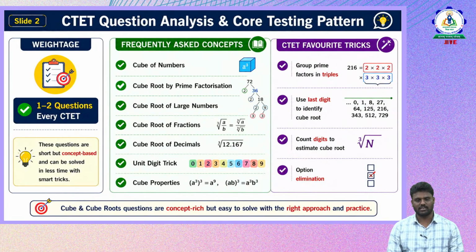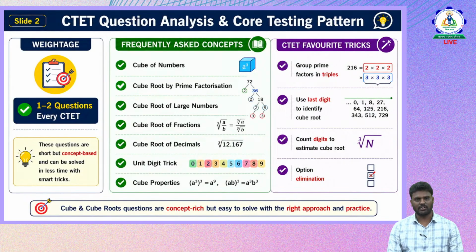And then we also see some of the unit digit tricks. Whenever we try to identify the cube and cube root, we will see the unit digit first, and try to see the easiest way to solve the problems. There are also some properties we are going to look at: a to the power of 3, whole to the power of 3, is a to the power of 9, and (ab) whole cubed is equal to a cubed times b cubed. Based on these concepts, every year in the CTET examination, in paper 1 and paper 2, minimum 1 to 2 questions they have been asking.